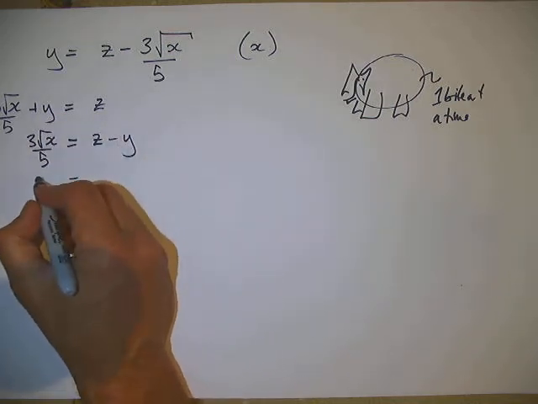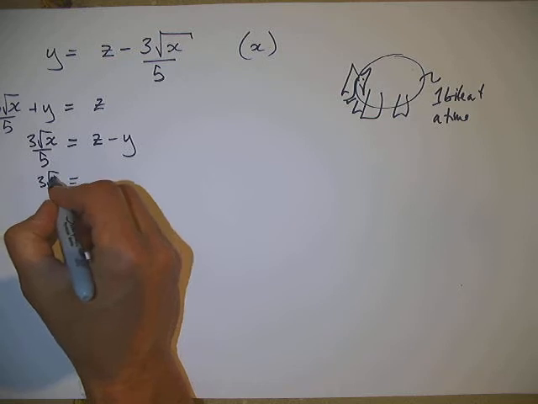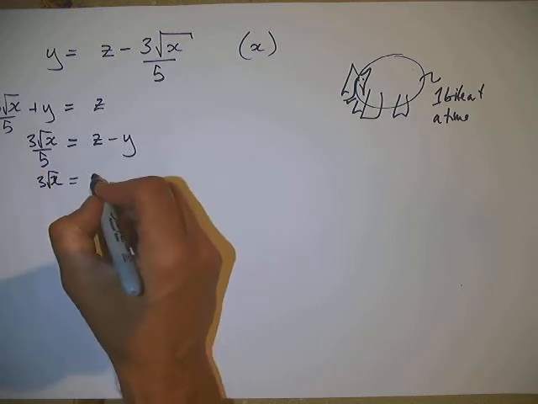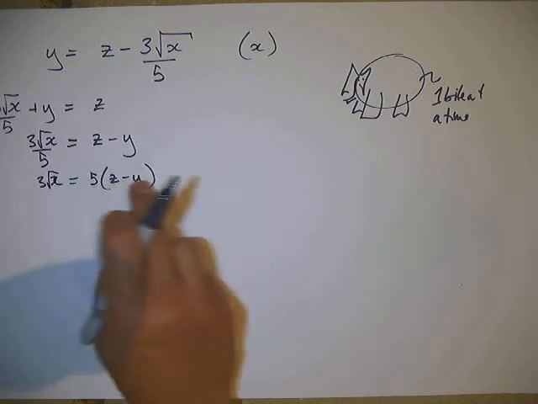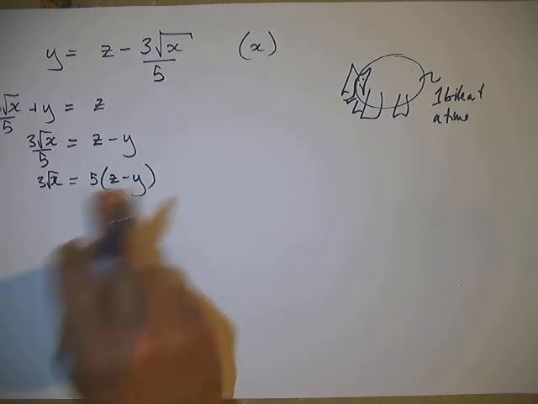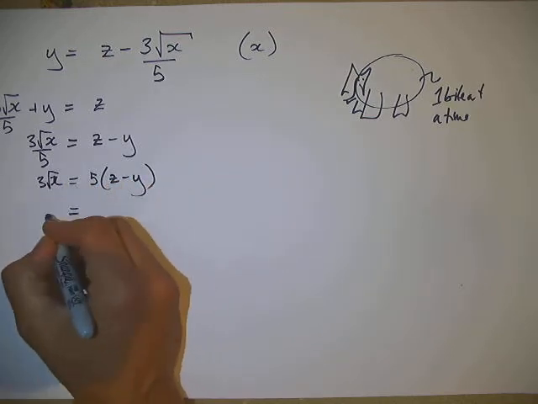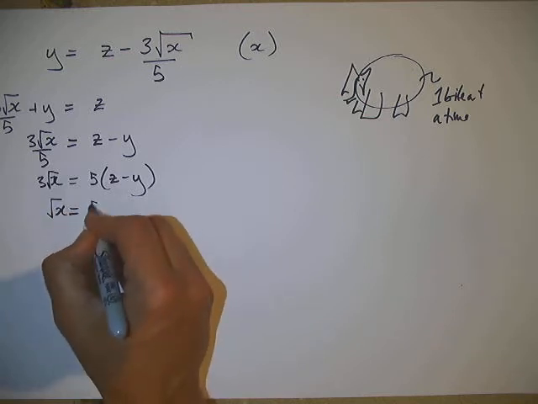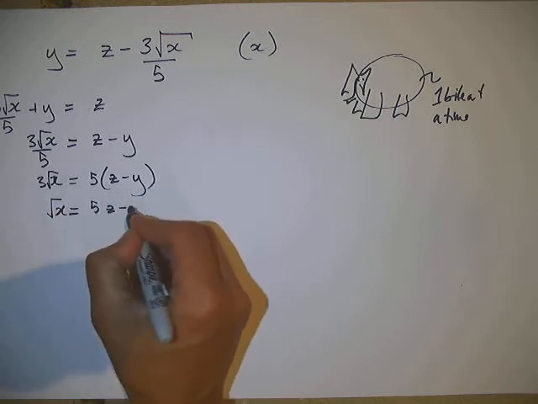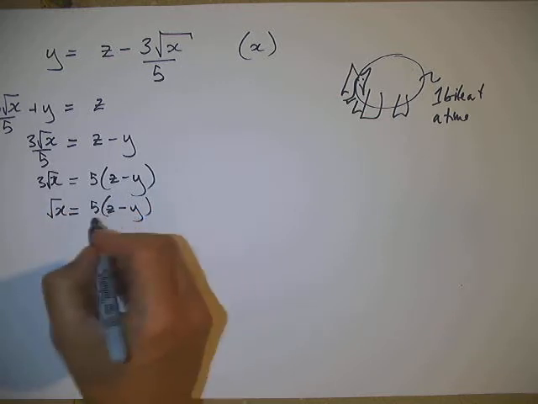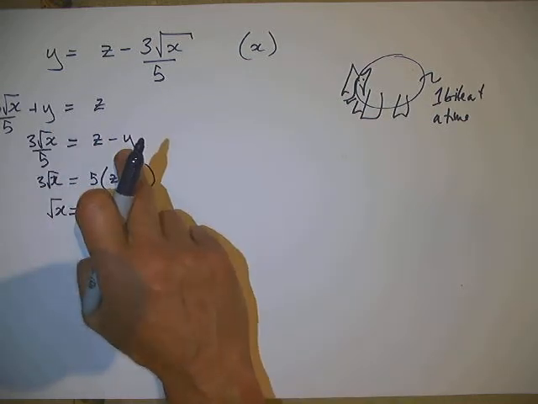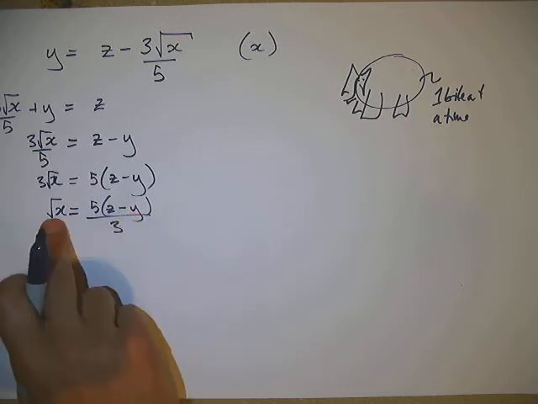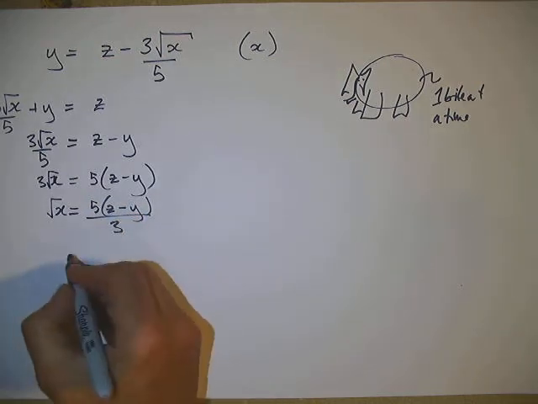I can multiply by the 5. I could multiply that out, I just don't need to. I could then divide by the 3. I could have done that, divide by 3, then multiply by 5 and get the answer. How do I get rid of square rooting? I square everything.